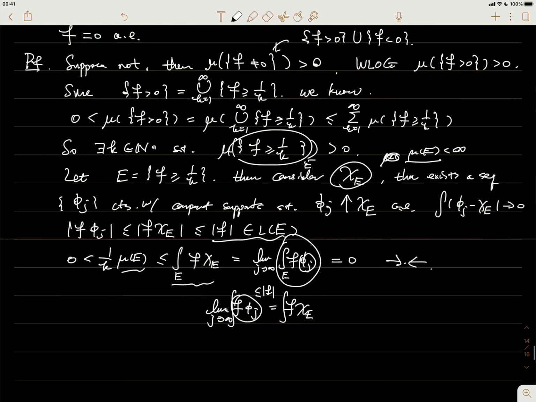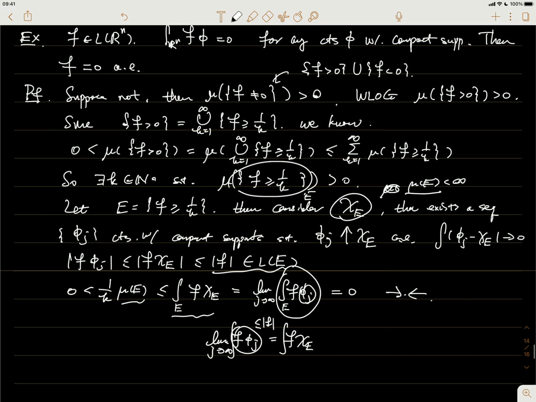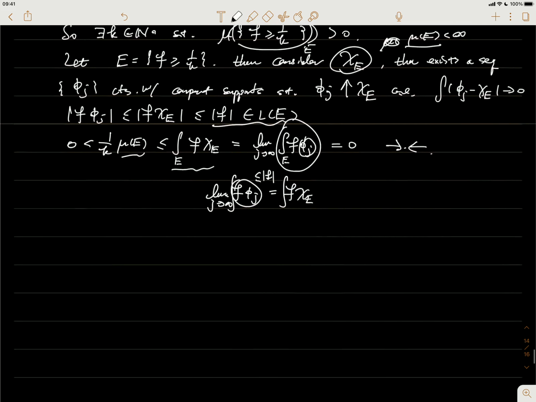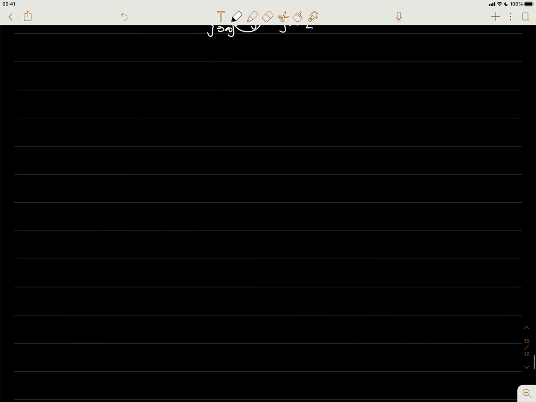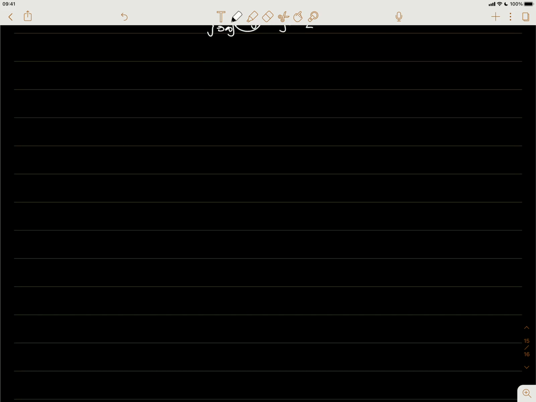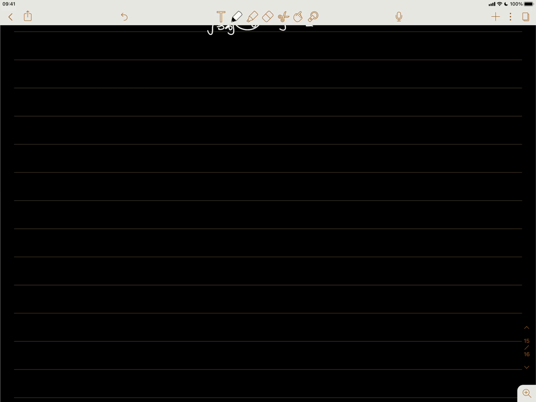And that means that initially we cannot get this to be greater than 0. It has to be equal to 0. Right? So that's the application of the theorem we just discussed.